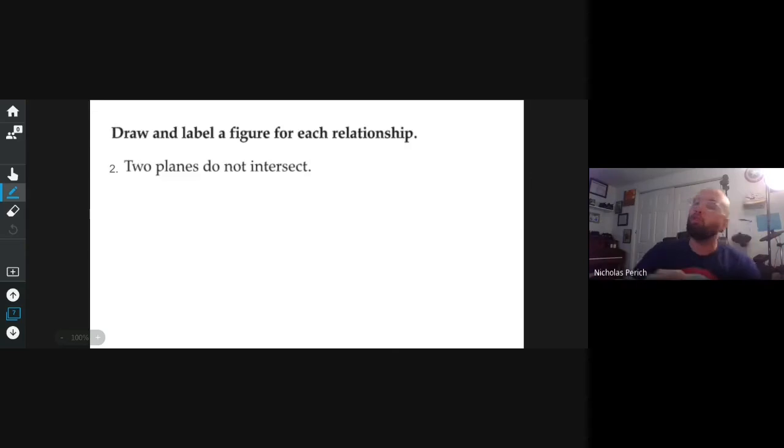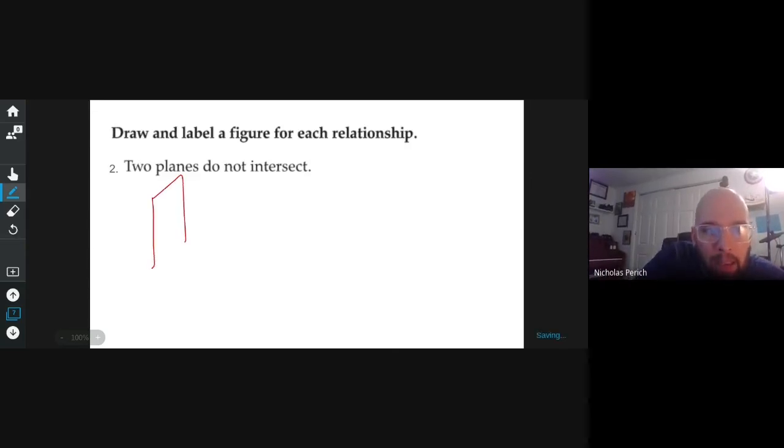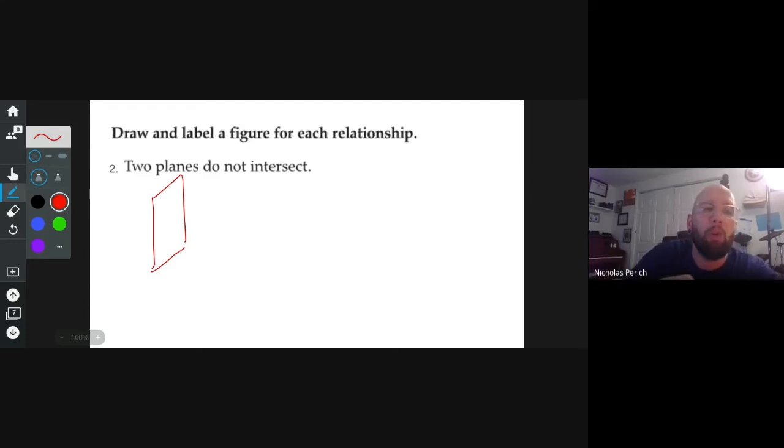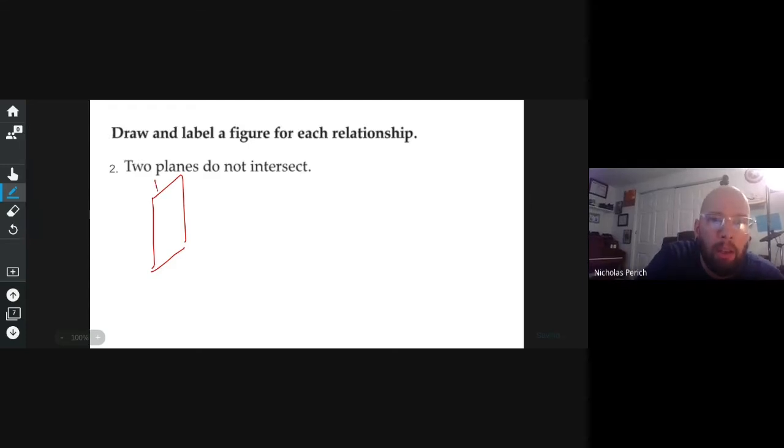So if I asked you to draw that, you would draw yourself a plane like that. So I'm using that trapezoid looking thing to represent a plane. And maybe I'll sneak one behind it or one in front of it. Boy, that looks really bad. But I just want you to pretend like you're drawing.